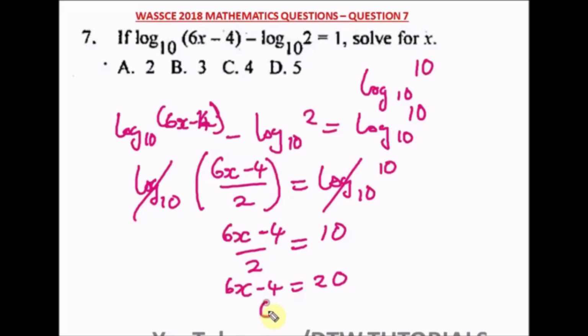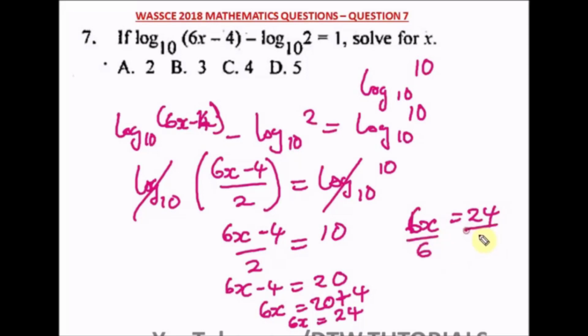Okay, so from here what do we have? Take minus 4 to this other side. We have 6x equal to 20 minus 4. And what is 20 minus 4? Taking minus 4 to this side, we have a positive. Okay, so we have 6x is equal to 24. So what do we do? We divide both sides by 6 to get our x. So x, how many times will 6 go in 24? It will go 4 times. Okay, so x is equal to 4. And our right option here is option C.